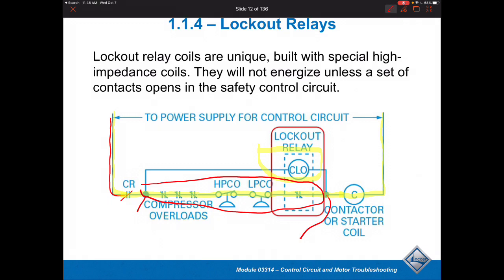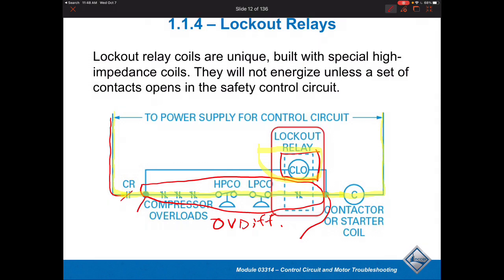And because all of those are closed, you really have zero, let's call it zero voltage difference, is what I'm going to say in here. There's no potential energy difference. So there's no reason for the relay to be energized at that point.